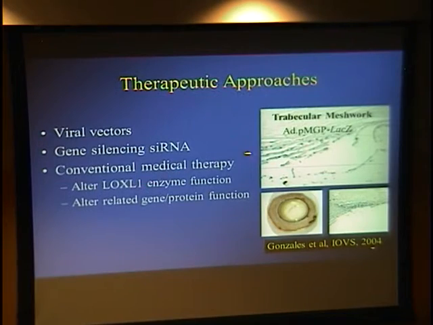And conventional medical therapy, because keep in mind again that LOXL1 is an enzyme. It can be altered by conventional therapies. Or we may want to alter other gene proteins, but we can use eye drops for this potentially as well, which makes it so you're not dealing with the systemic risks of what we'd be trying to do here.